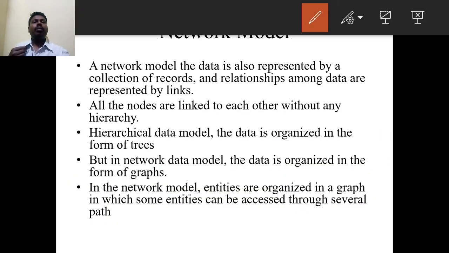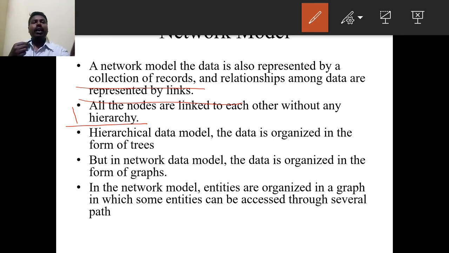Next, network model. In a network model, data is also represented by a collection of records, and relationships among the data are represented by links. Here all the nodes are linked to each other without any hierarchy. That is the most important. In a hierarchical model, all the records are linked to each other in a hierarchy.